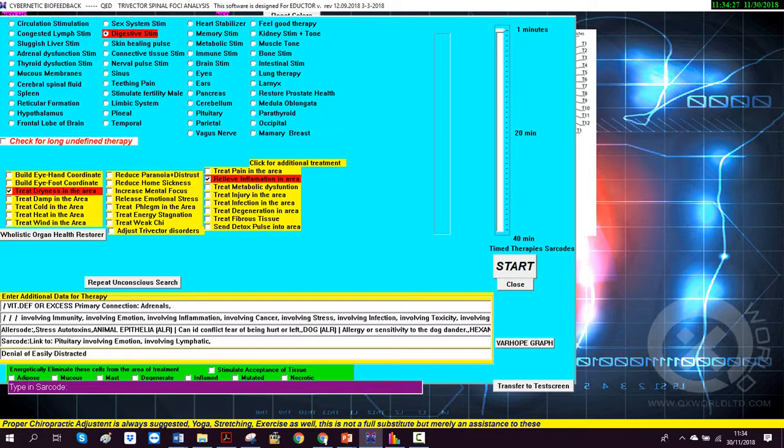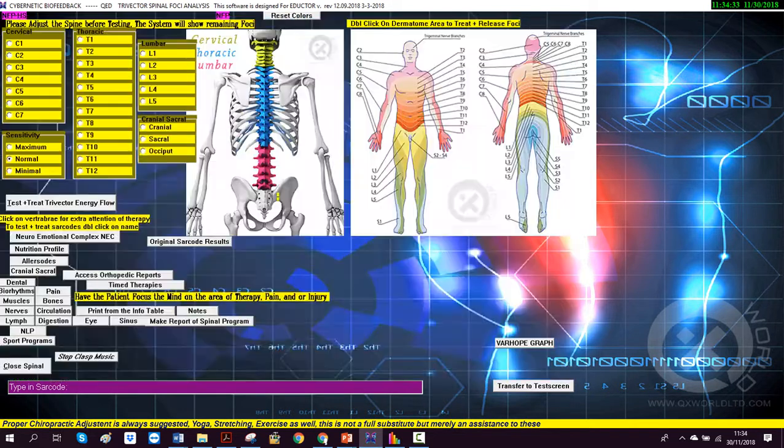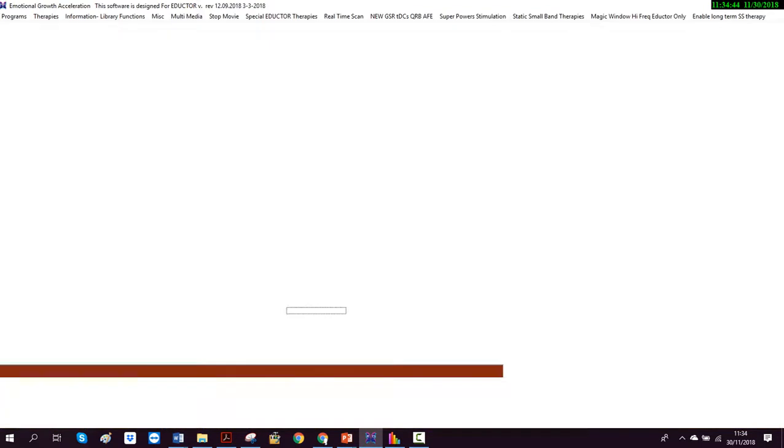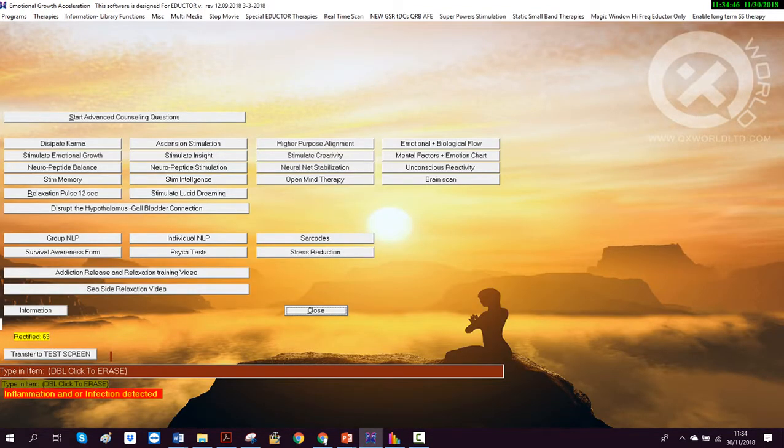This will work mainly on the physical part, the structure of the brain. Now we want to work on the biochemistry. So the biochemistry, we could look in here.